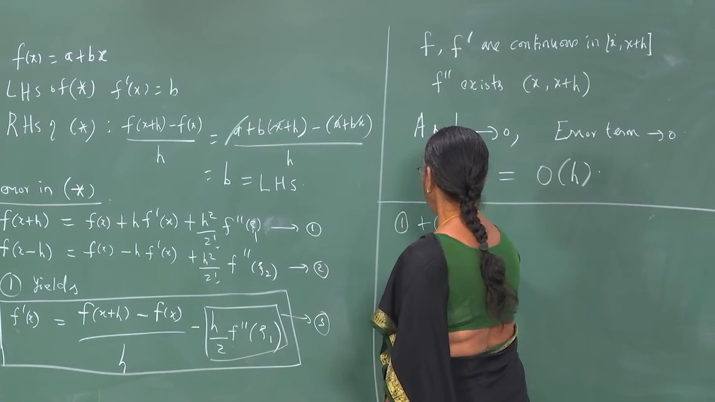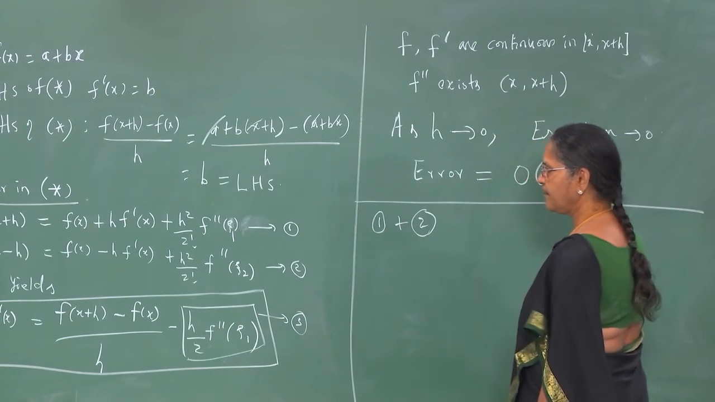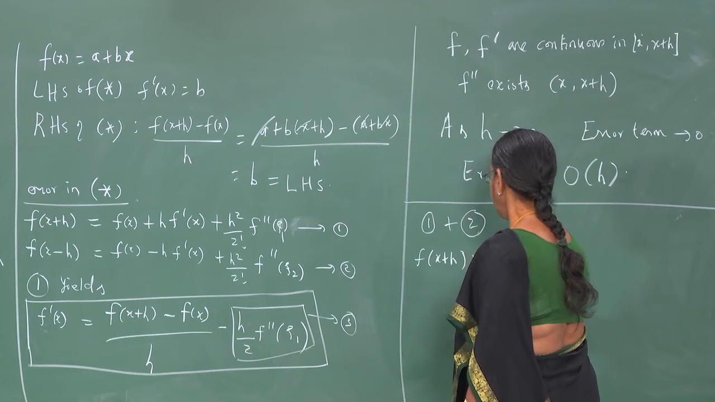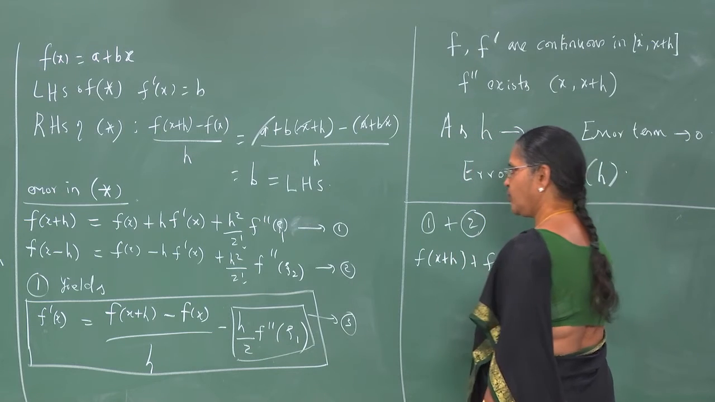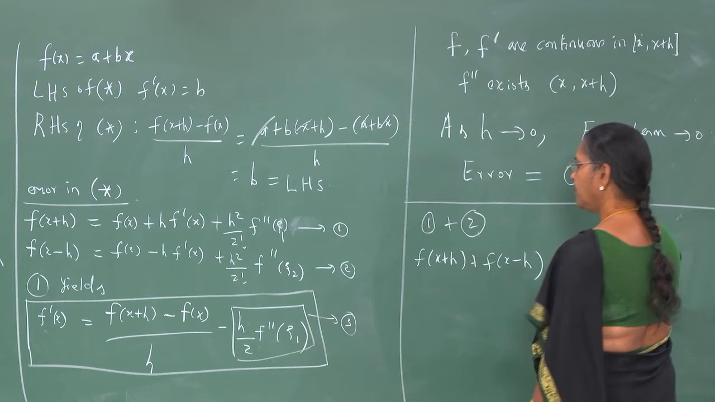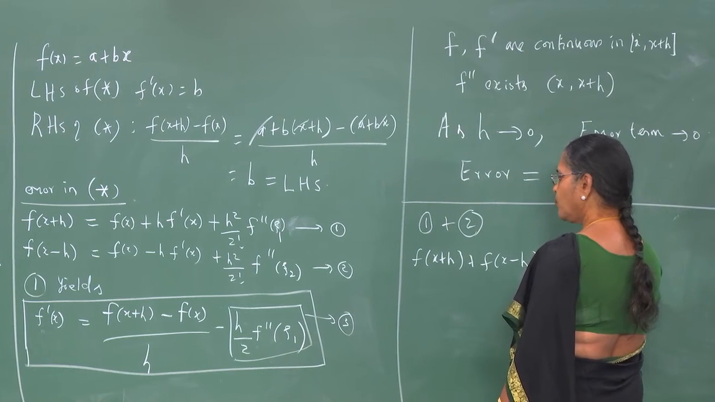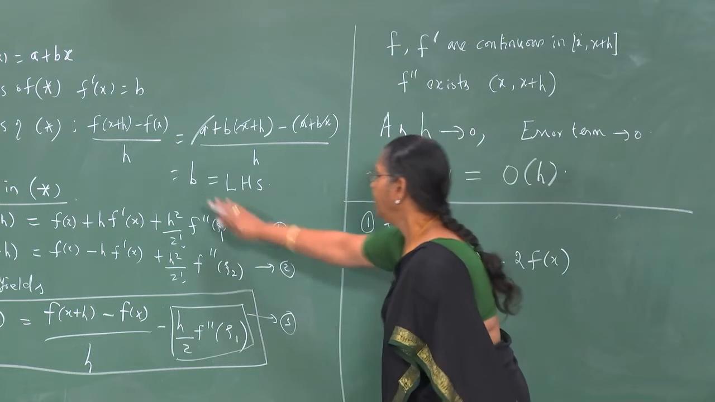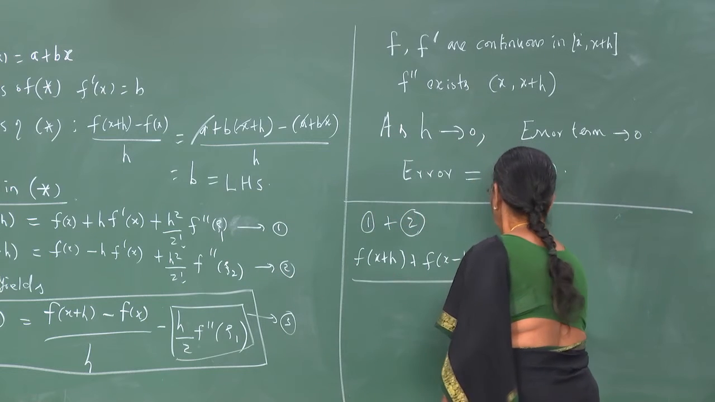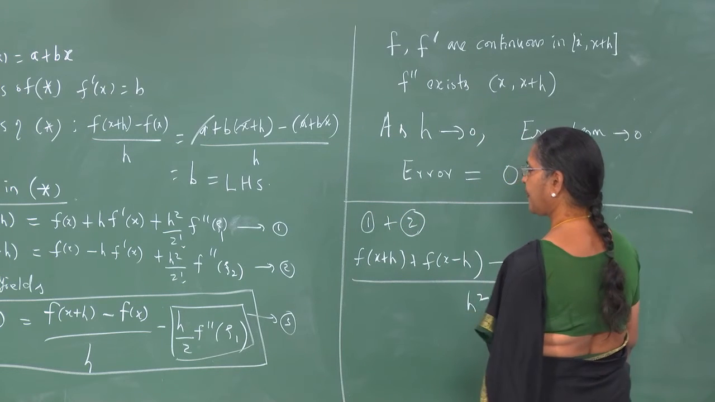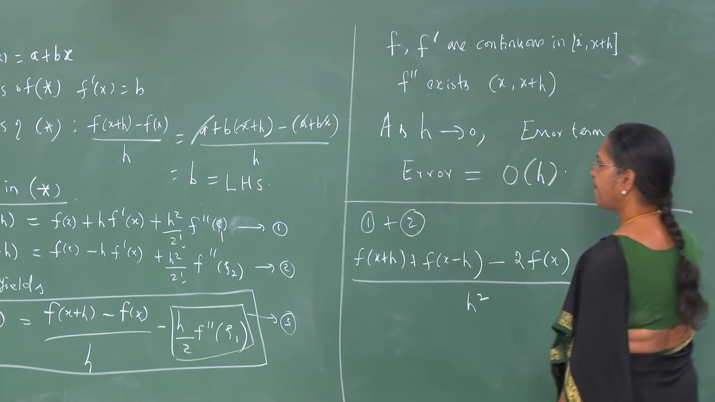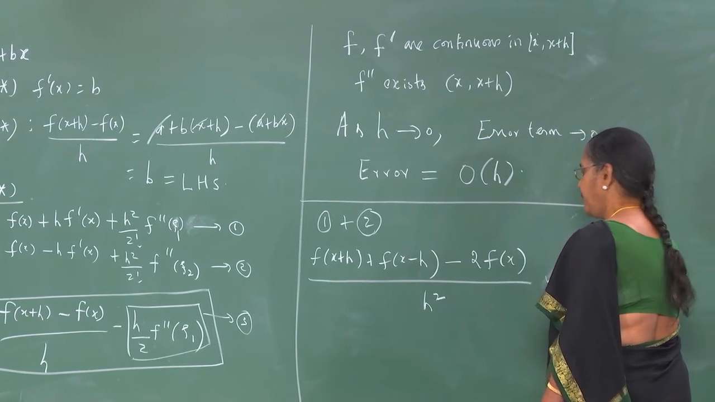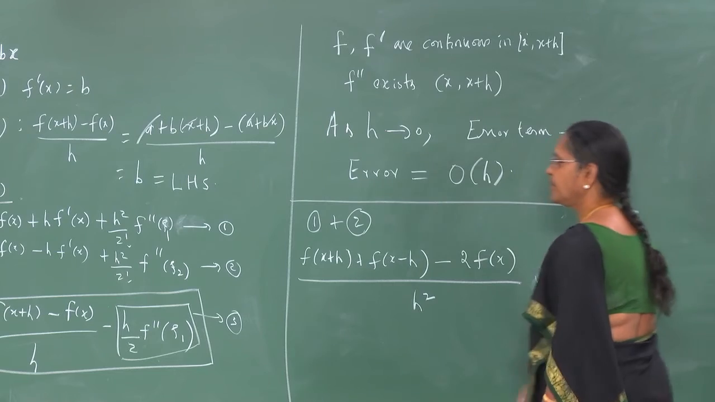Suppose I take 1 and 2 and add, then f of x plus h plus f of x minus h, then minus twice f of x, divided by h square, is f double prime at x.